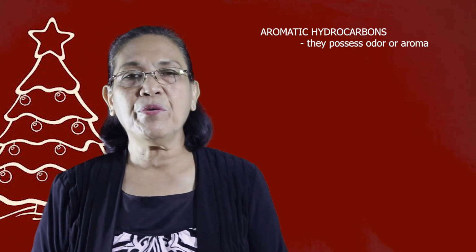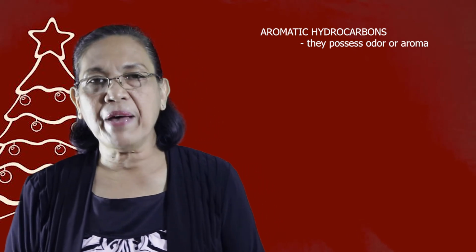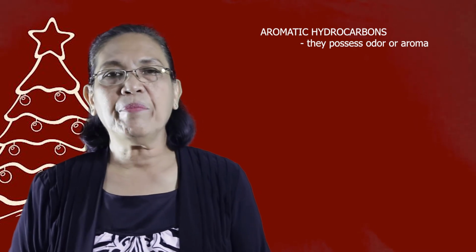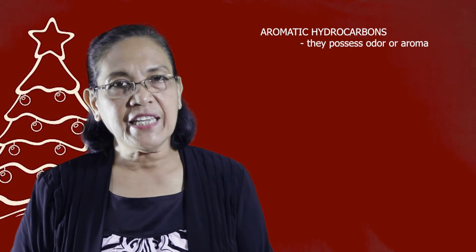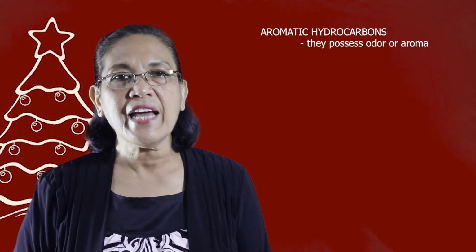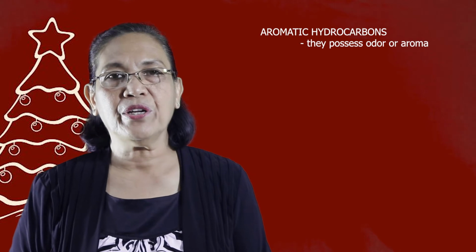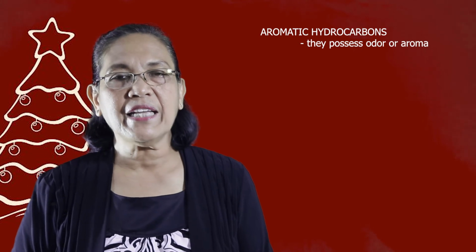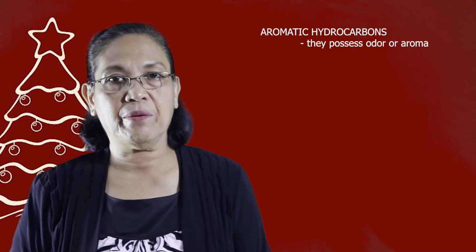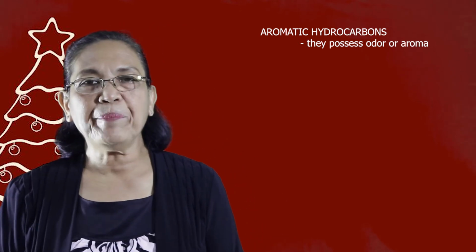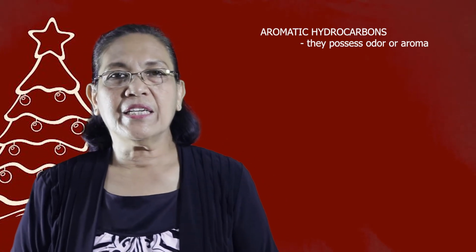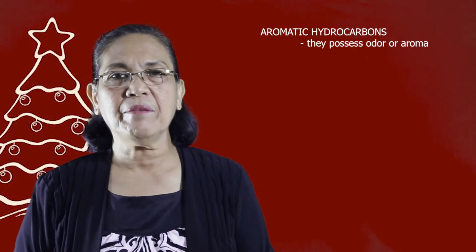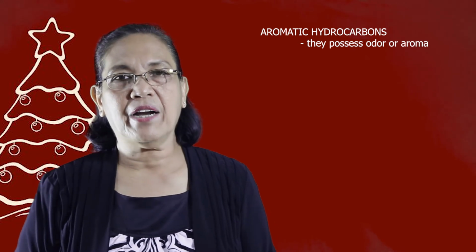So, if you call carbon 1 alpha, carbon 2 beta, carbon 3 alpha again, carbon 4 beta again, carbon 5 alpha again, carbon 6 beta again, and then you bisect from carbon 1 to carbon 4, drawing a line passing through the center, you can see that the bisected parts are the same or equal. There are some examples of these aromatic hydrocarbons. Number 1 is benzene. Benzene is known as the parent compound of all the aromatic hydrocarbons.